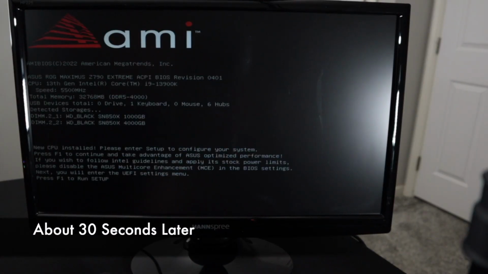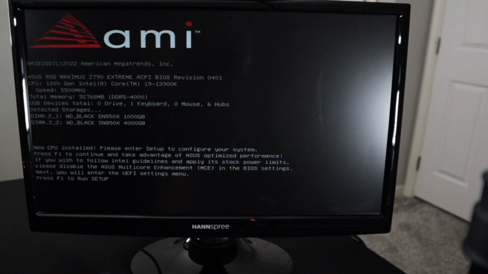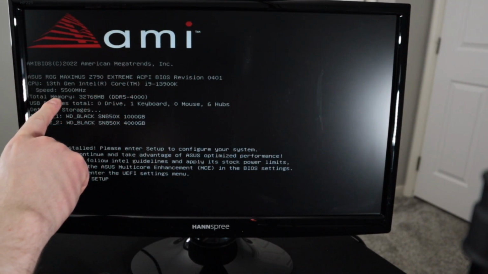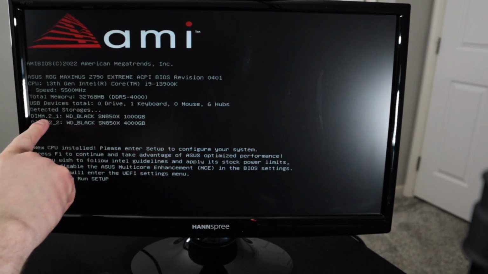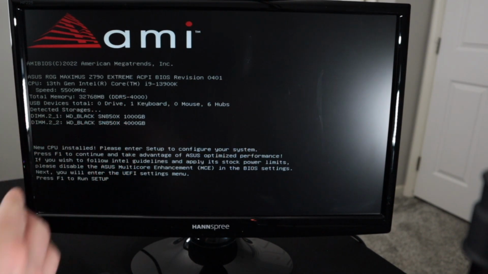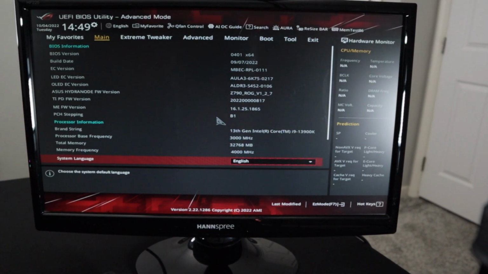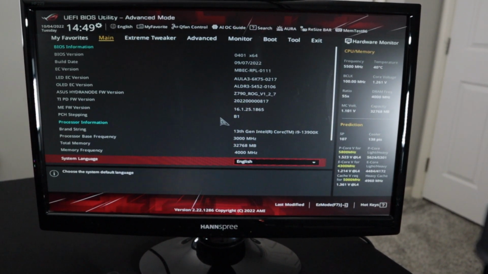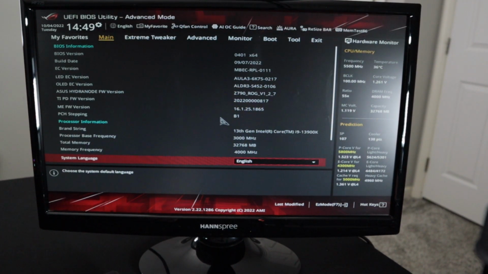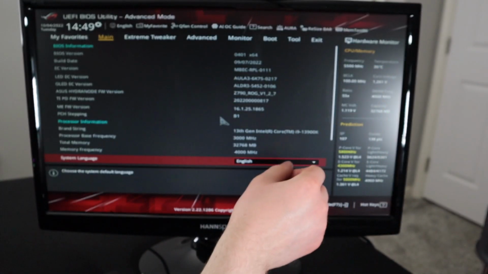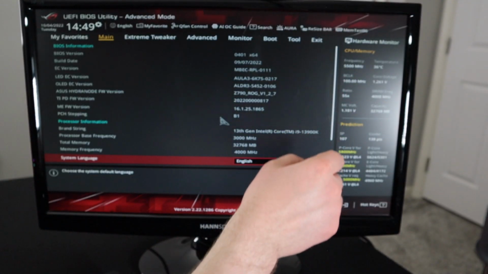Here we can see the splash screen, and then again, we see the information. We have the CPU, we have the memory, and then we also have both storage devices as well. I'm gonna go ahead and hit F1 to enter the BIOS. So here we see the BIOS, and we can see some information about the system. We have system temperature here. We have the frequency of the CPU.